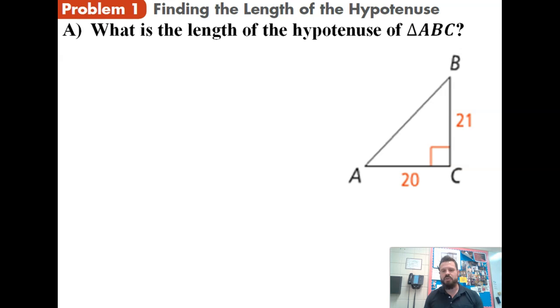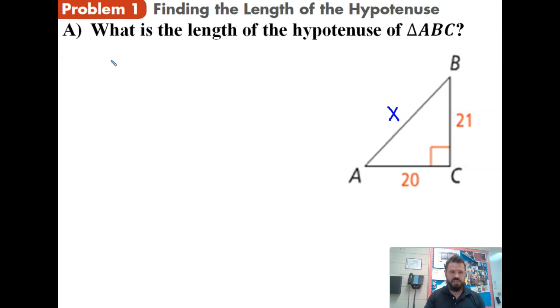So let's go ahead and show you how to use the Pythagorean theorem. Problem 1 says, what's the length of the hypotenuse of triangle ABC? So we want to figure out the length of the hypotenuse across from the right angle. We'll call that x for now. And what we're going to see here is that anytime I have a right triangle and I know 2 out of the 3 sides, I can find that missing side using the Pythagorean theorem.